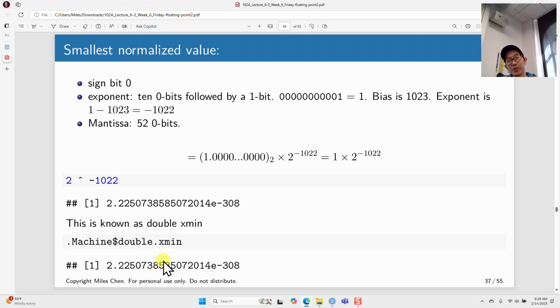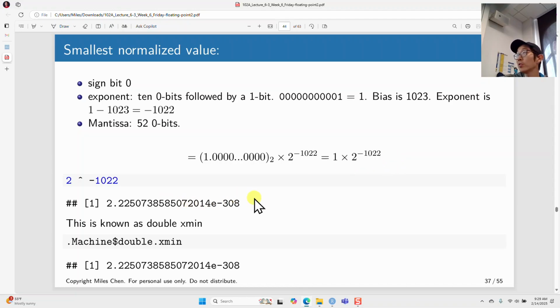The smallest normalized value, all right, means my exponent bits will be all zeros and a 1. So I have a 1. My bias is 1023. So my exponent will be negative 1022. Okay, so that's going to be 2 to the negative 1022. My mantissa will just be all zeros. So I've got 1.0, 1 times 2 to the negative 1022. And that is my smallest normalized value.